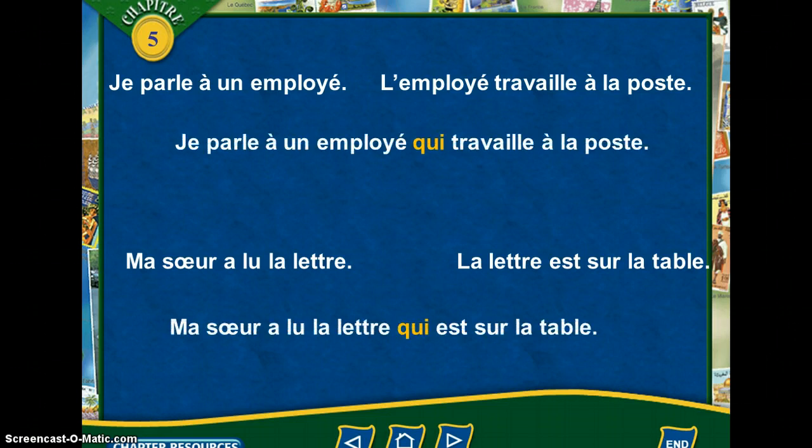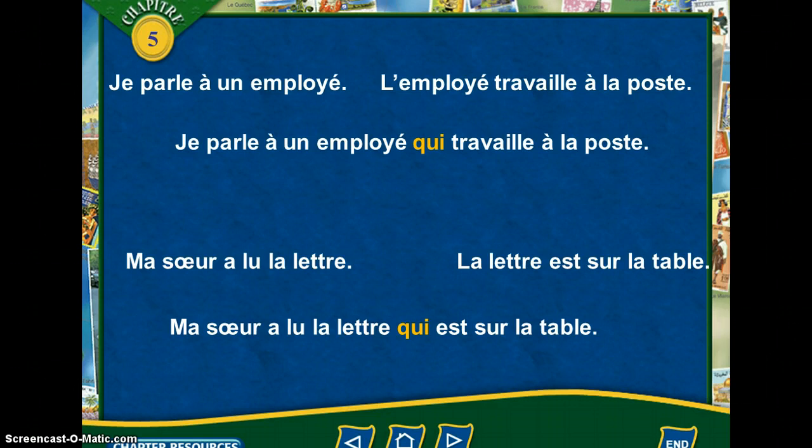Here are the sentences that you would have come up with here. You have "je parle à un employé qui travaille à la poste." That makes sense because we're talking about a person and we use qui to mean who is working at the post. Now look at the second one though. "Ma sœur a lu la lettre qui est sur la table." The letter is an object. We've used qui to talk about who before, but now it means that or which is on the table.